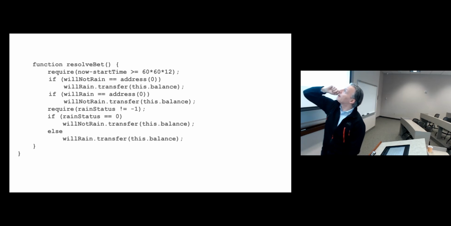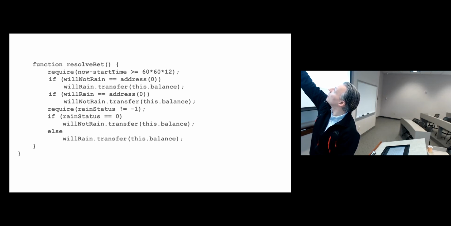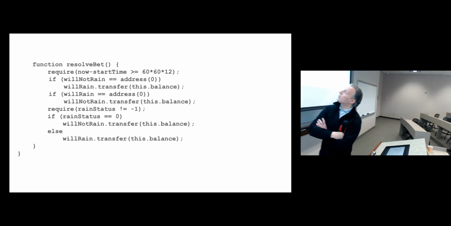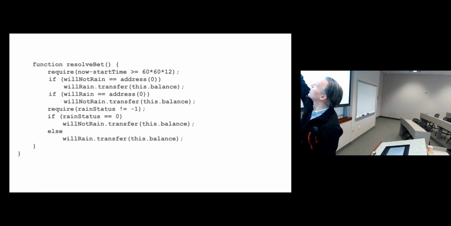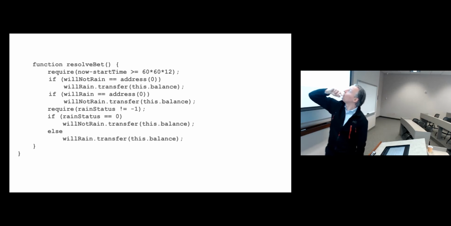And then the same goes with, if it is will not rain, then the will rain will have to be transferred, and the reverse is if it will rain wins, then the will not rain amount will be transferred. Then we have to ascertain rain status. So is rain status -1, or, if rain status is 0, which is not the basic state of the rain status, which is the beginning state, then will not rain will be transferred for purposes of that balance.